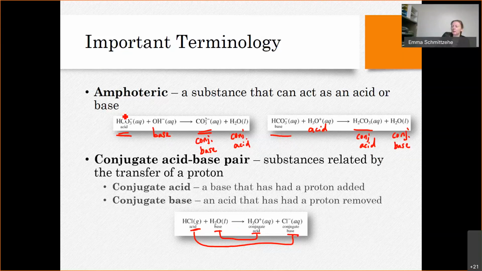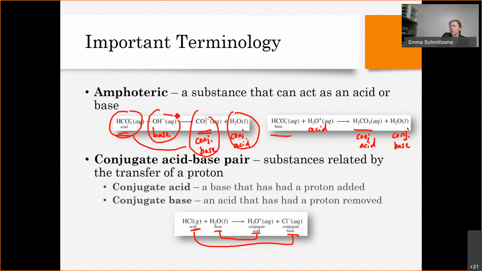And so in this first reaction, this is our acid, right? And this is our conjugate base. And so this is one conjugate acid base pair. And then OH minus is our base and H2O is our conjugate acid. So that's our second conjugate acid base pair, okay? And then in this second reaction here, you have the base and its conjugate acid, and then the acid and its conjugate base. Those are conjugate acid base pairs, that set of two compounds.